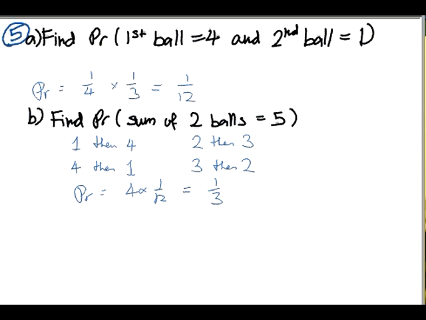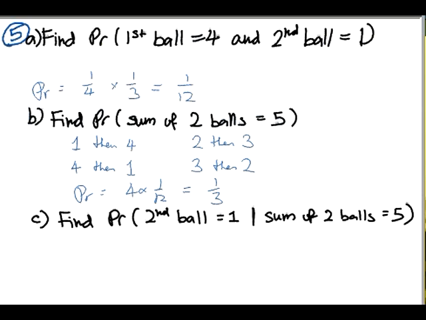Part C says, given that the sum of the numbers on the 2 balls is 5, what is the probability that the second ball drawn is numbered 1? Okay, the key word, given. So when you see given, you should use the given formula, right? So it helps to write this down. And you should know what it is. Probability of A given B is the probability of A intersection B over the probability of B. Easy.